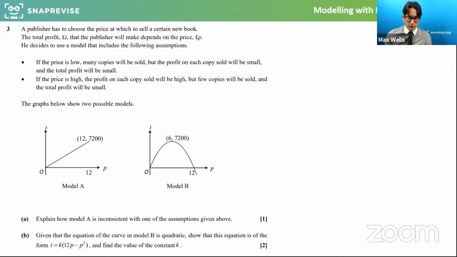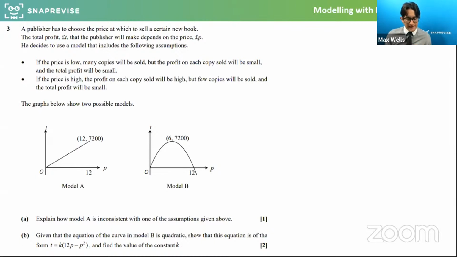If the price is low, many copies will be sold, but the profit on each copy will be small. So the total profit will be small. But if the price is high, the profit on each copy will be high, but few copies will be sold, so the total profit will be small. And if you think about it, if a book is overpriced, when you sell them, it will make a lot of money, but you won't sell many. So overall, it's probably not going to be great to overprice it. So there's 2 kind of things going on. And the graph below shows 2 possible models.